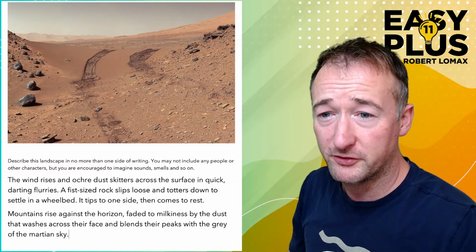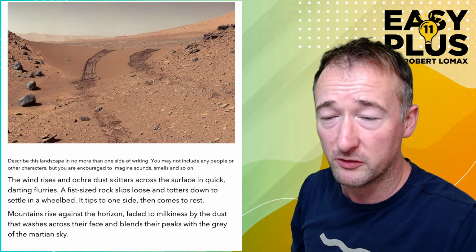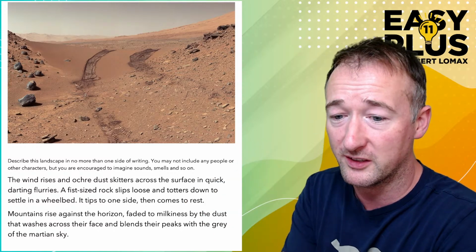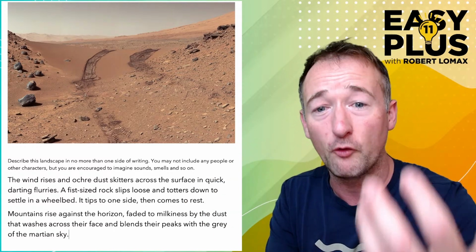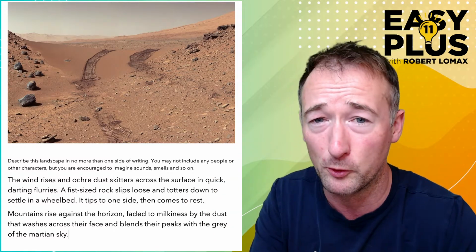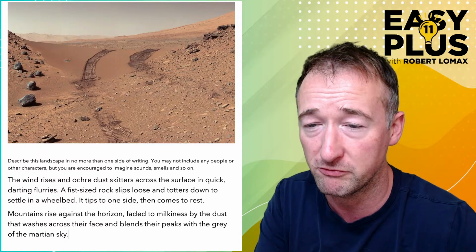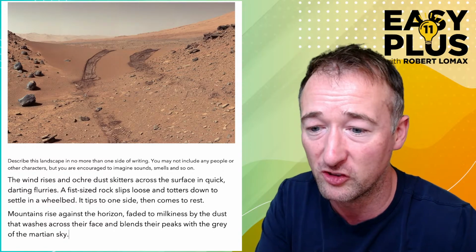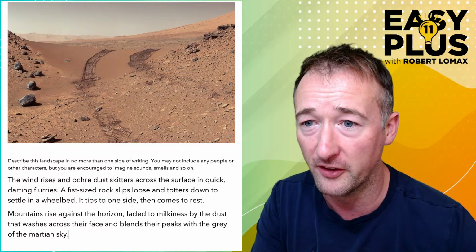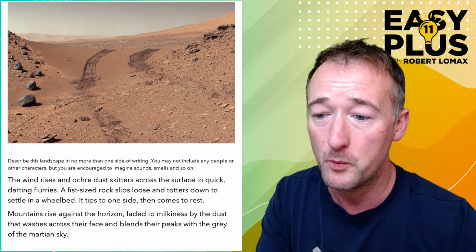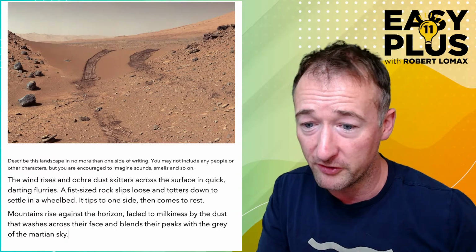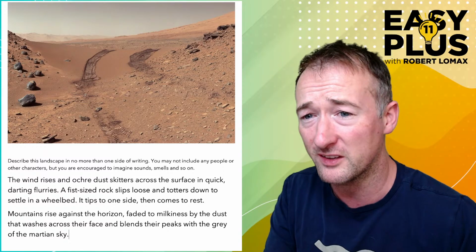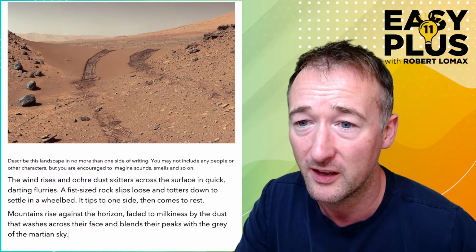Now, this paragraph that I've just written is in some ways a static description of what's in the picture. I'm just describing what I can see, but I've given it a bit of motion, and that's a really important technique to think about when you're doing any descriptive writing. Don't just describe what is there, think about how it's changing or what action is going on. So yes, the dust makes the mountains look faded, but here I've got the dust washing across their face and blending their peaks, so there are active things going on.